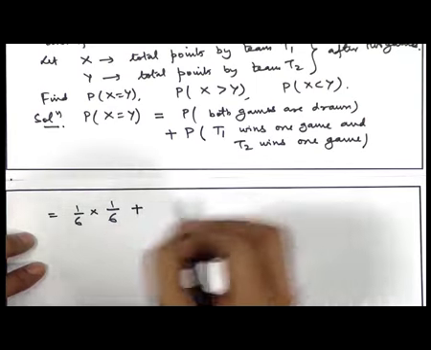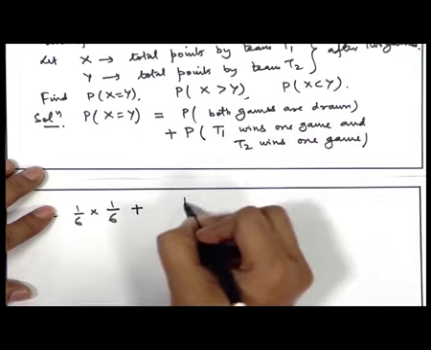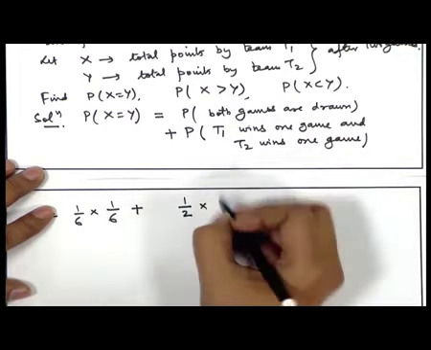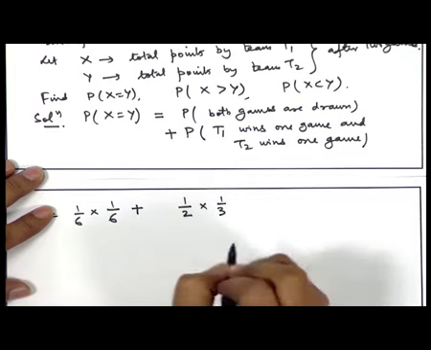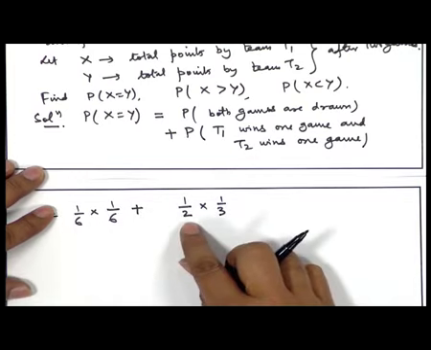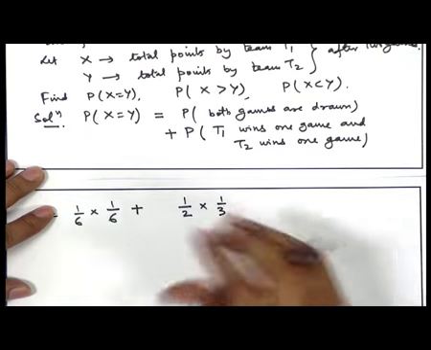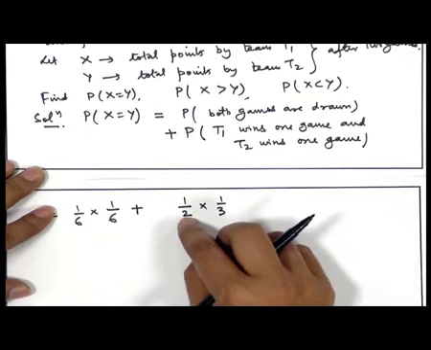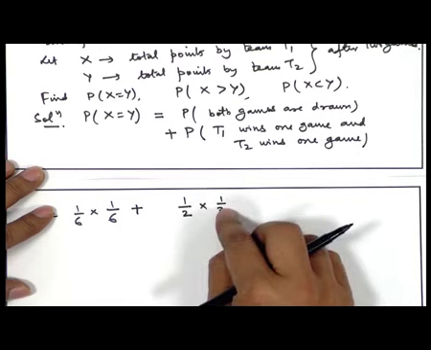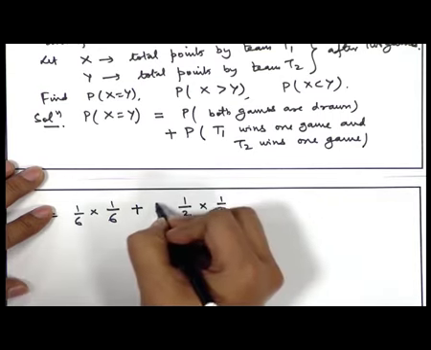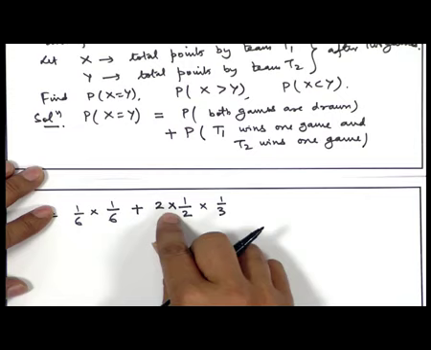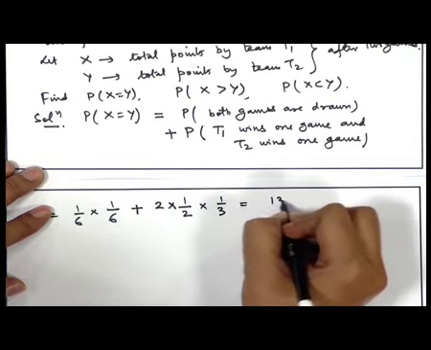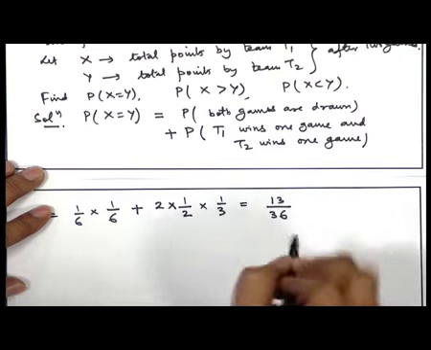In the second case T1 wins one game, so the probability is half, and T2 wins one game, the probability is 1 by 3. But here you can choose the order in which the games are played. For example, the first game may be won by T1 and the second may be by T2, or the reverse. So, there are two such cases. So, I have to multiply by 2. So, this we can easily evaluate, it is equal to 13 by 36.